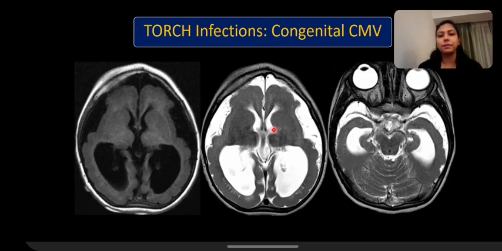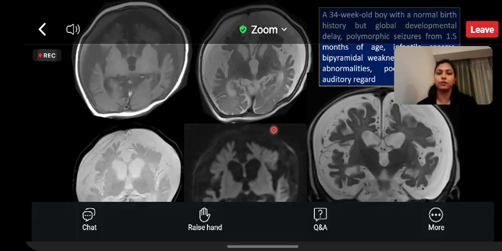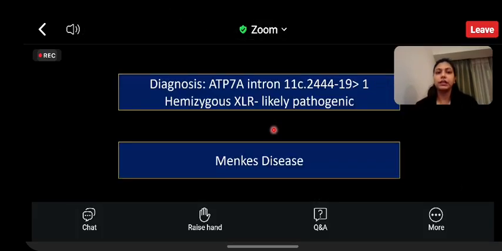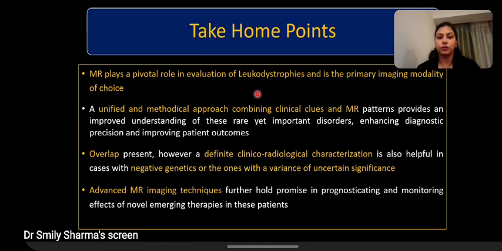So we have discussed hypomyelinating leukodystrophies, and we discussed demyelinating leukodystrophies in the last lecture. So MR plays a very important role in evaluation of leukodystrophies, and a unified approach, including both clinical clues and MR features, can help us in improved understanding of these important disorders. There is a definite overlap present.